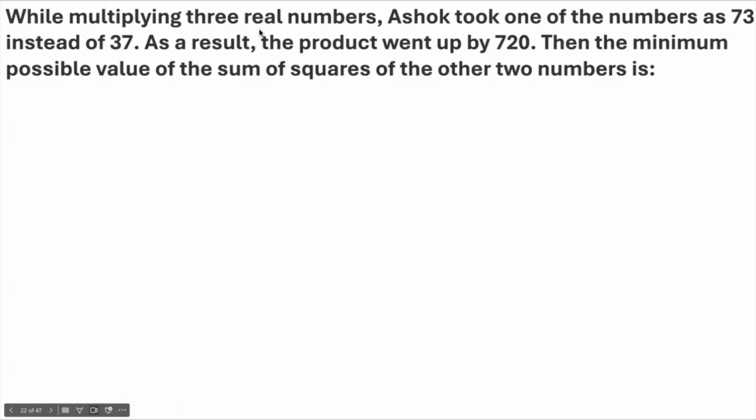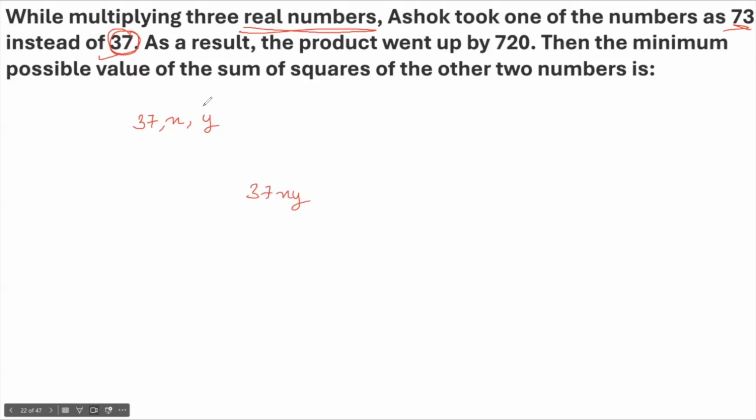So guys, there are three real numbers. Real numbers means they can be positive, negative, rational, irrational, any of them, right? Ashok took one of the numbers as 73 instead of 37. That means he was supposed to take 37, but he took 73. So out of these three real numbers, one number is 37. Let the other two numbers be x and y, right? So 37, x and y, these were the three numbers he was supposed to multiply, and the product would have been 37xy.